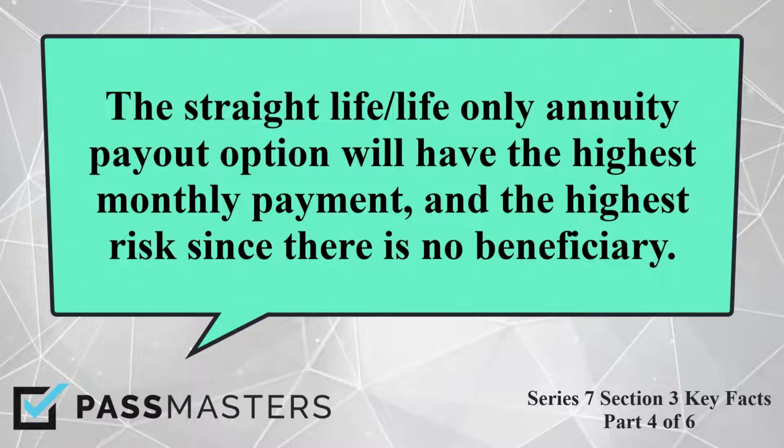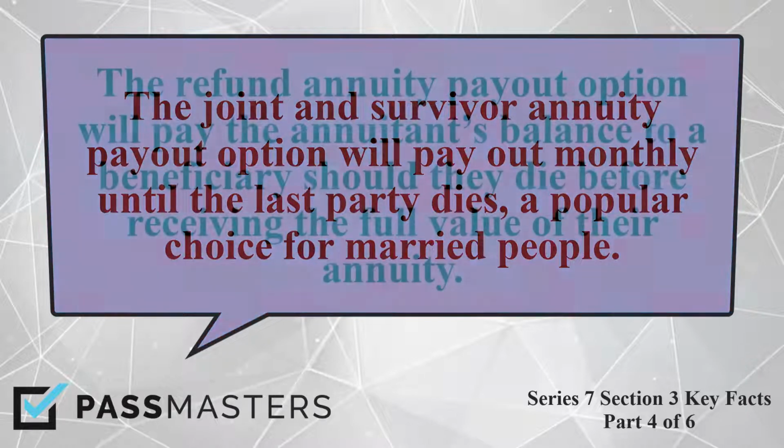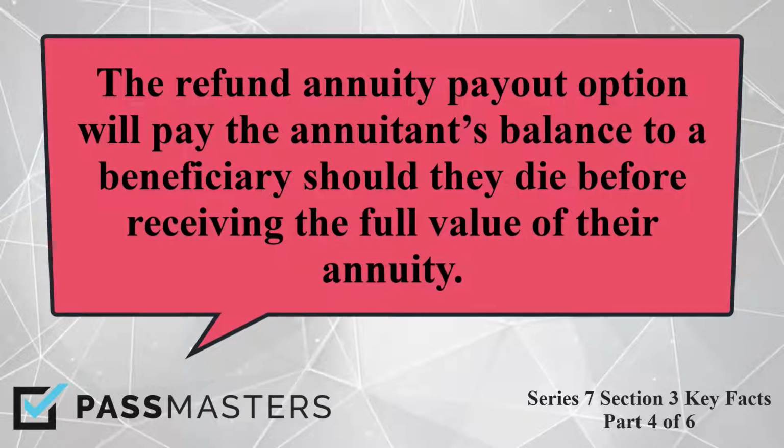The straight life-only annuity payout option will have the highest monthly payment and the highest risk, since there is no beneficiary. The joint and survivor annuity payout option will pay out monthly until the last party dies, a popular choice for married people. The refund annuity payout option will pay the annuitant's balance to a beneficiary should they die before receiving the full value of their annuity.